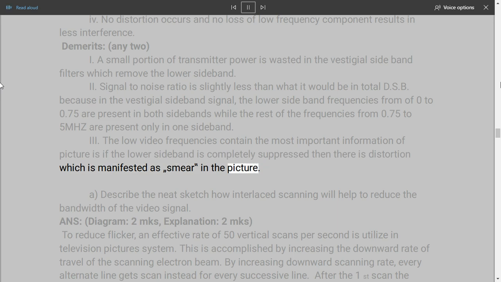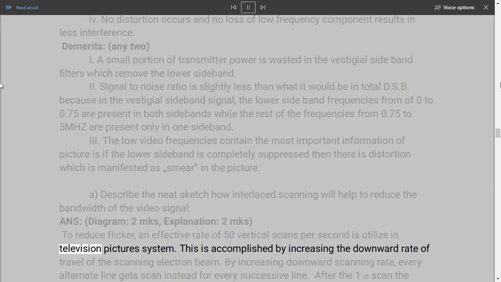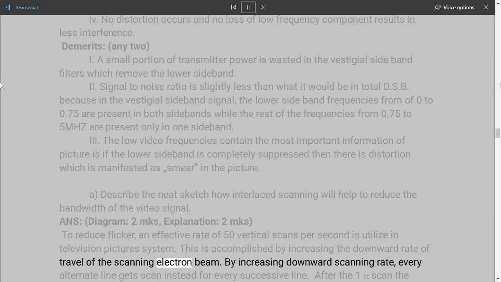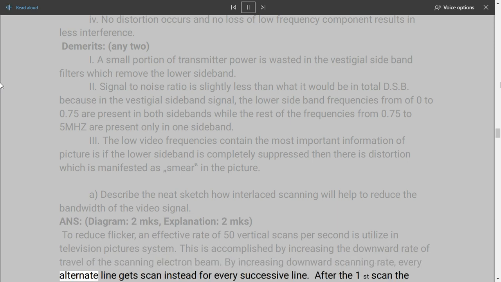Q. Describe with a neat sketch how interlaced scanning will help to reduce the bandwidth of the video signal. Answer: diagram, 2 marks; explanation, 2 marks. To reduce flicker, an effective rate of 50 vertical scans per second is utilized in the television picture system. This is accomplished by increasing the downward rate of travel of the scanning electron beam. By increasing the downward scanning rate, every alternate line gets scanned instead of every successive line.